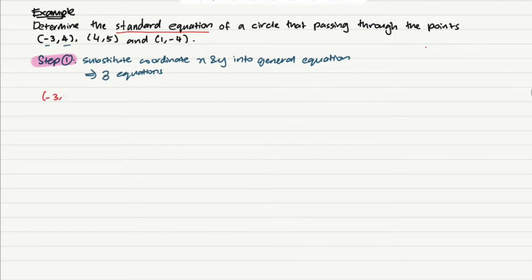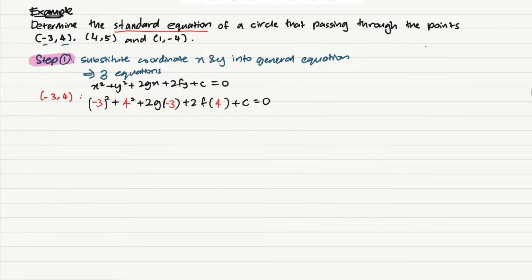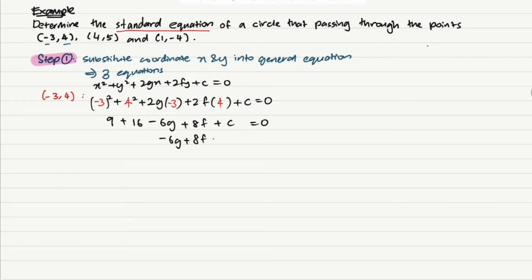Start with the first point, (-3, 4). We substitute into the general equation, which looks like this: x² + y² + 2gx + 2fy + c = 0. Now, my coordinate is x = -3 and y = 4. So I'm just going to substitute x with -3 and y with 4. Next, we just have to simplify this equation. (-3)² is 9, 4² is 16, minus 6g plus 8f plus c equals 0. Now, we arrange this so that only g, f, and c are on the left side and the numbers on the right side, like this. Now, we label that as the first equation.